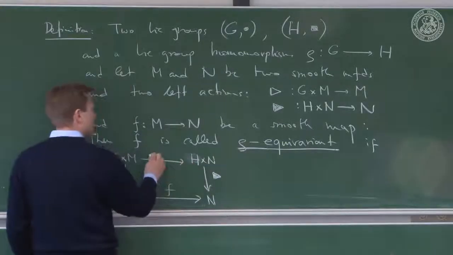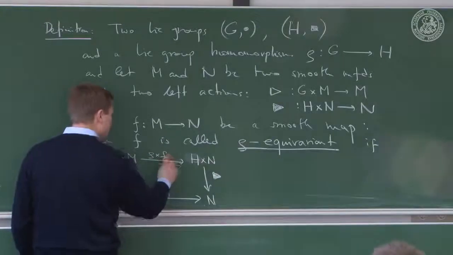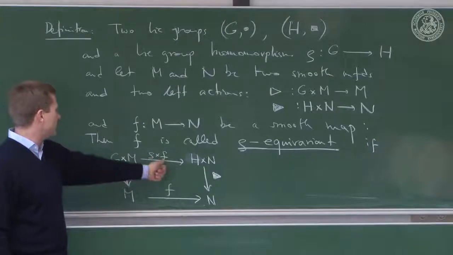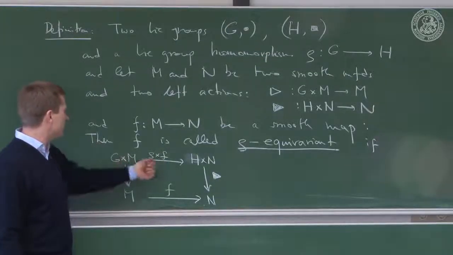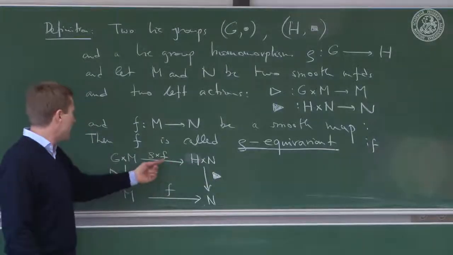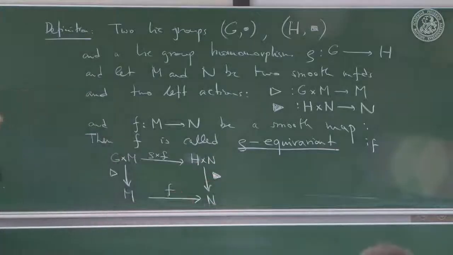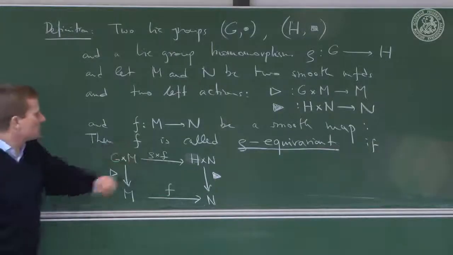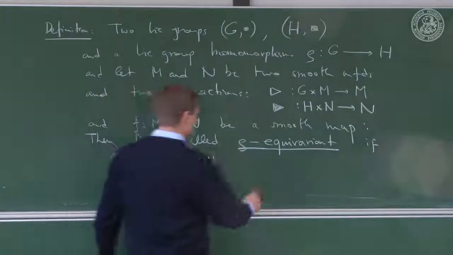Well, I can construct it by taking rho cross F, where this cross means that rho eats the first factor and F eats the second factor, and rho eating the first factor produces the first factor, F eating the second factor produces the second factor. Okay? Very simple. I think we did this in statistical mechanics. We use this a lot. Then F is called rho equivariant if this diagram commutes.